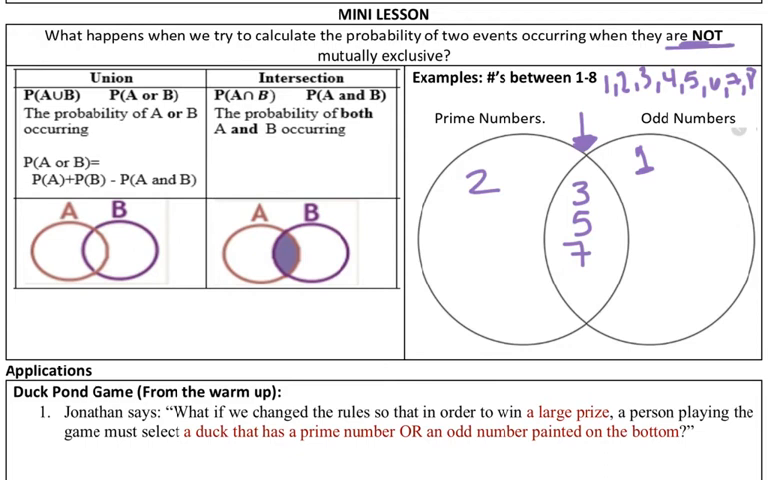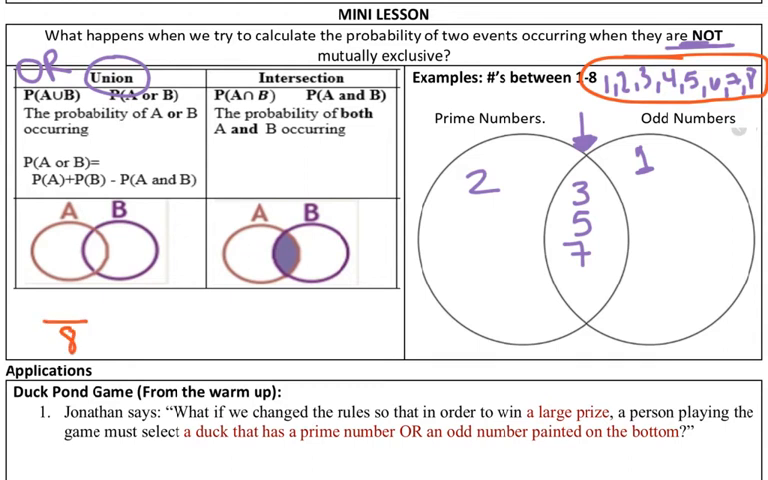So if I ask you guys, what's the probability that between the numbers 1 through 8, I'm going to start with union, and that's the or. What is the probability that I would choose a prime number or an odd number? To make this clear, I'm going to use some color coding. The sample set consists of 8 numbers, so we know our denominator is going to be 8.